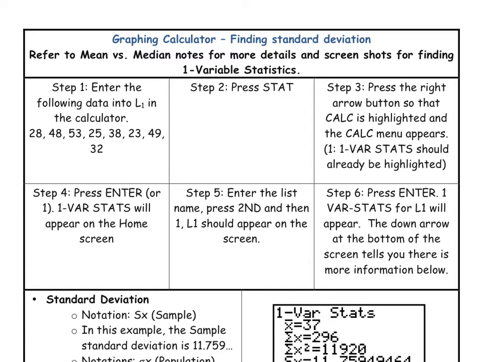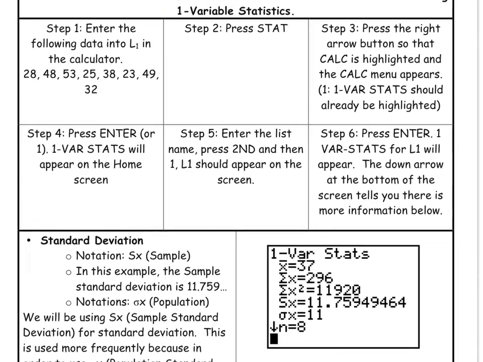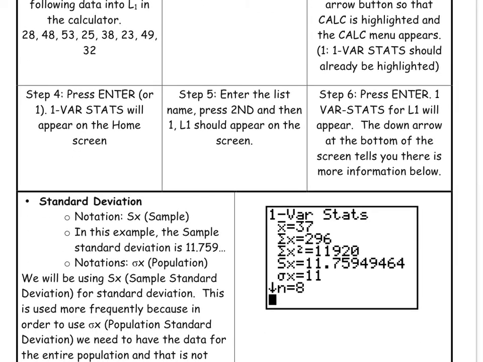The first step is to enter the data into list 1, so 28, 48, 53, 25, 38, 23, 49, and 32. And we've done all this part already. Press stat, arrow over to calc, and it's one variable statistics because we're only putting it in list 1. Then we hit vars, one variable statistics. We get this bevy of information right here. And we've talked about this before. This arrow down here means that there's more data down there.